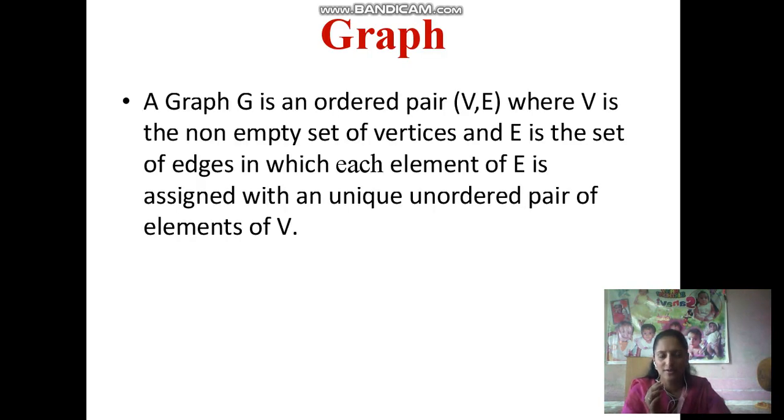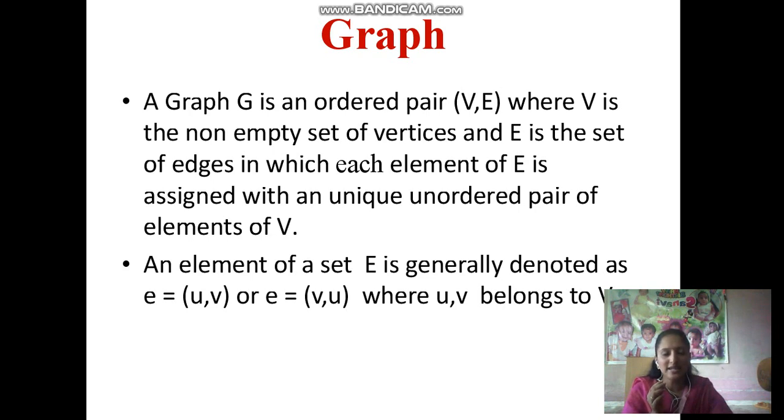Now, what is the actual definition of the graph? The graph is an ordered pair (V, E), where V is the non-empty set of vertices and E is the set of edges in that graph. Graph is denoted by the capital letter G, where V is the set of vertices in that graph and E is the set of edges in that graph.